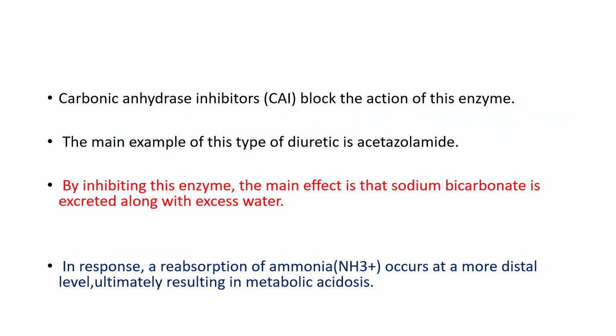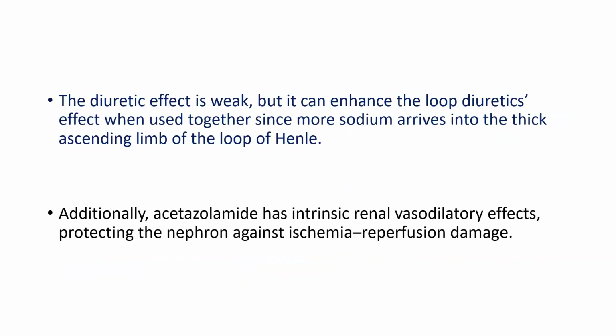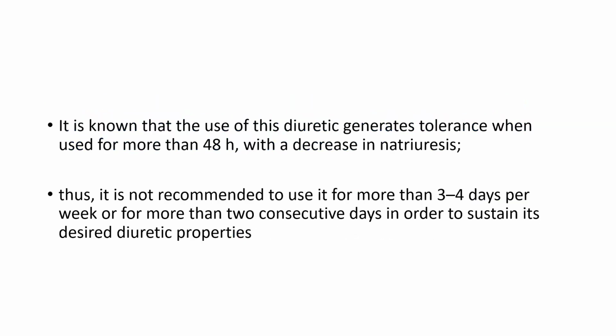By inhibiting this enzyme, the main effect is that sodium bicarbonate is excreted along with excess water. In response, a reabsorption of ammonia occurs at a more distal level, ultimately resulting in metabolic acidosis. So the diuretic effect is weak, but it can enhance the loop diuretic effect when used together, since more sodium arrives in the thick ascending limb of the loop of Henle. Additionally, acetazolamide has an intrinsic renal vasodilatory effect, protecting the nephron against ischemia reperfusion damage.